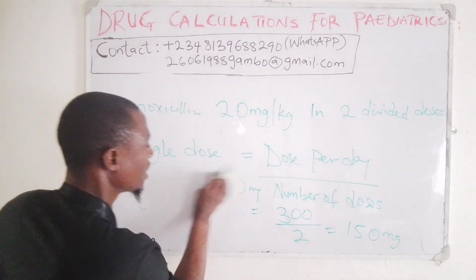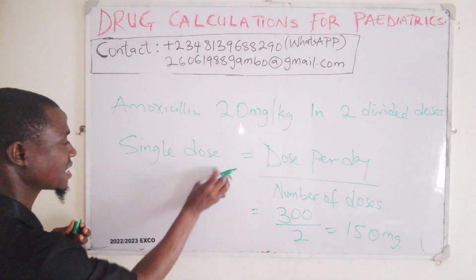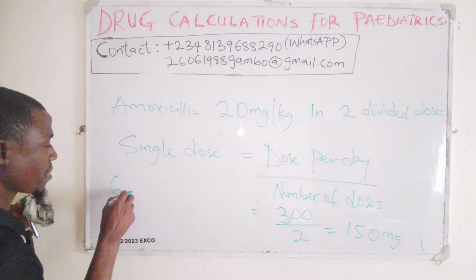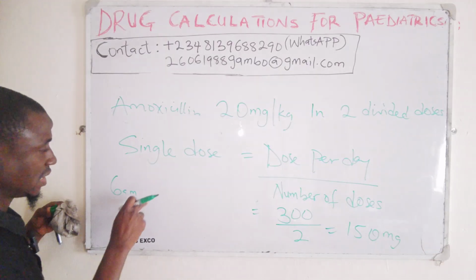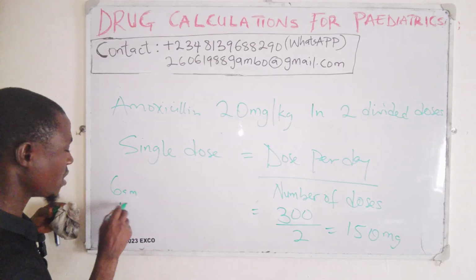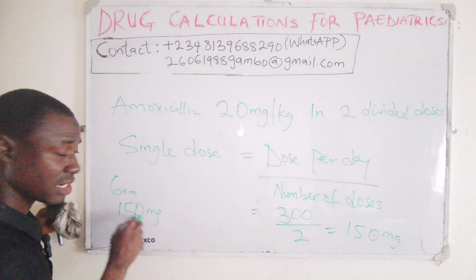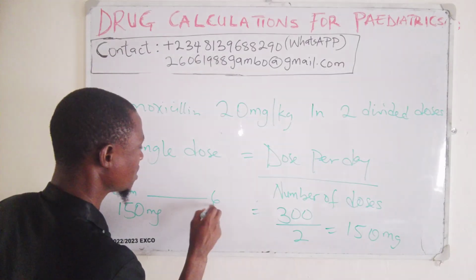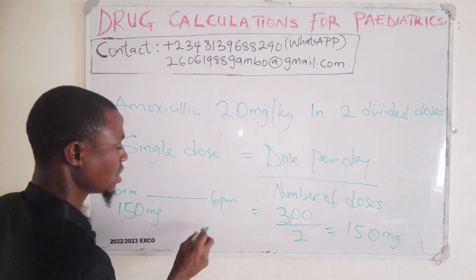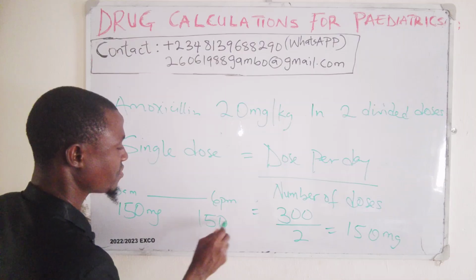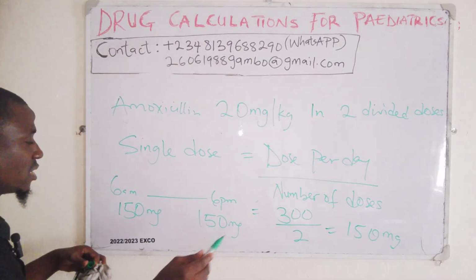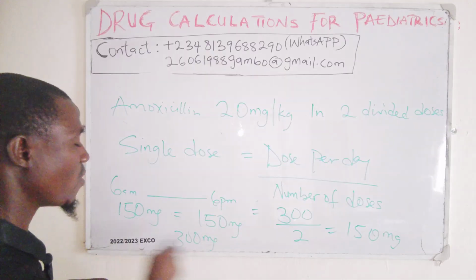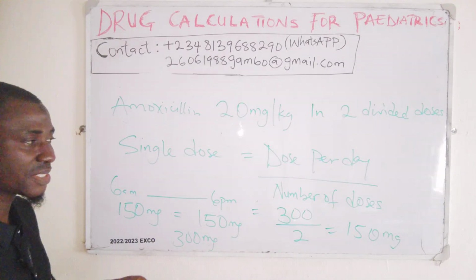Or let's make it simpler. Let's assume I started this first dose around 6 a.m. today. I'm going to administer 150 milligrams of this amoxicillin. Then by 6 p.m., which is the second dose, I'll also administer 150 milligrams. So altogether you have 300 milligrams per what? Per that day.